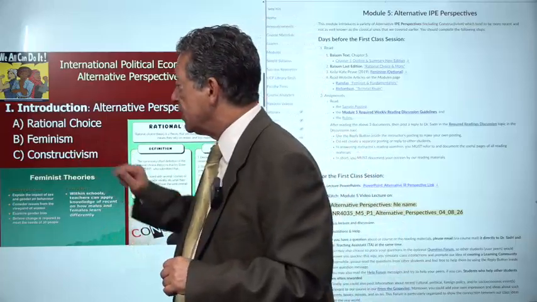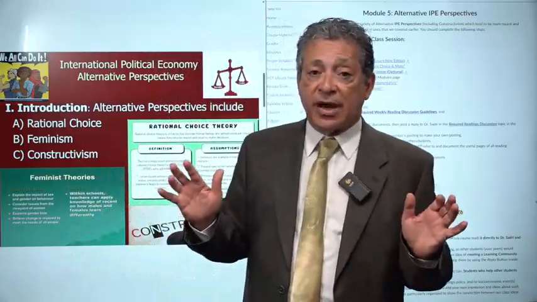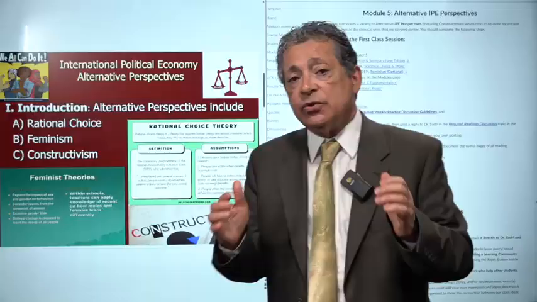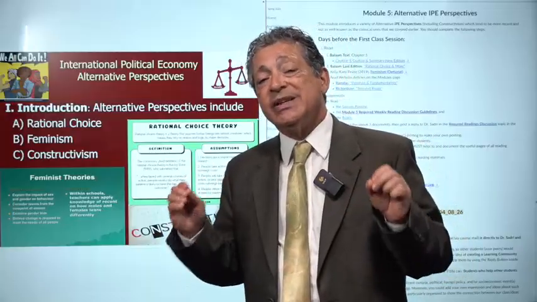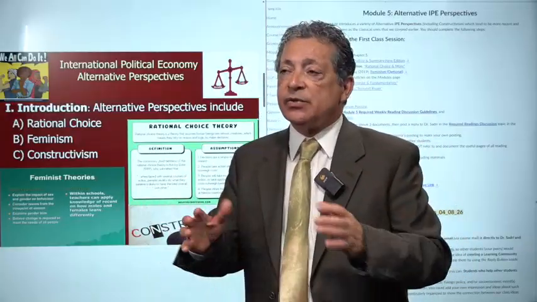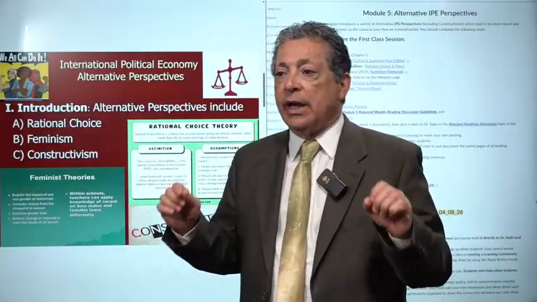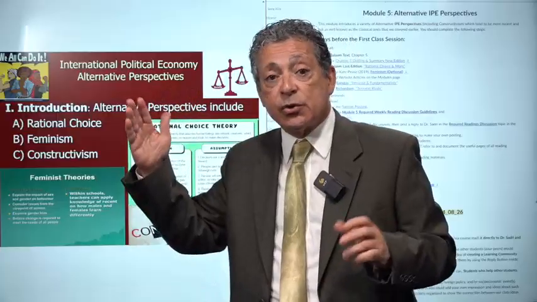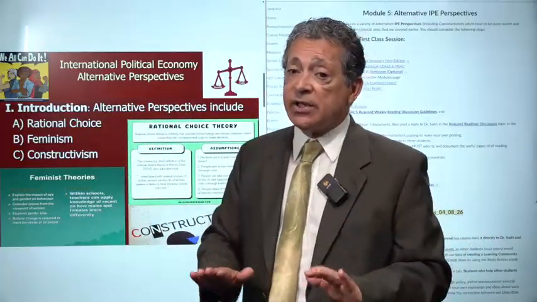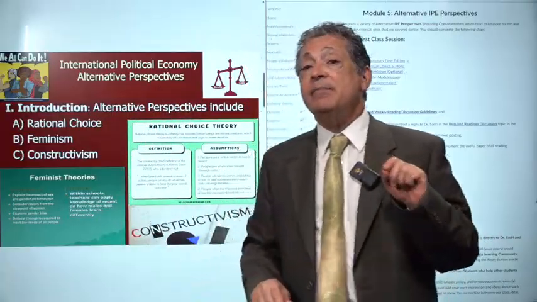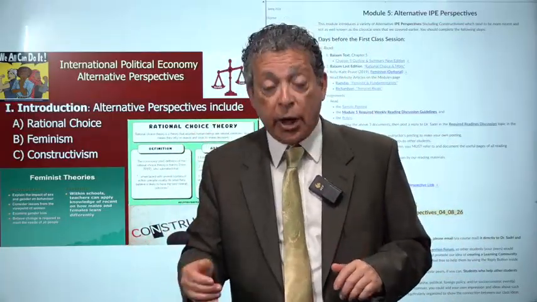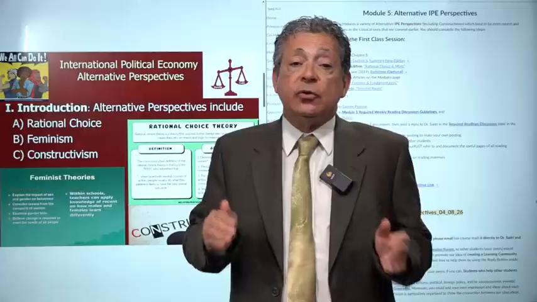And feminism and constructivism. Let me say a few words about rational choice, which I have put right here. Rational choice, borrowed from businesses, basically argues that we assume every individual is rational, and this rational individual is a person who maximizes his or her benefits and minimizes his or her cost. Now, when we say benefit, we don't mean just financial, okay? We don't mean just monetary. It could be monetary, but it could be other factors too.